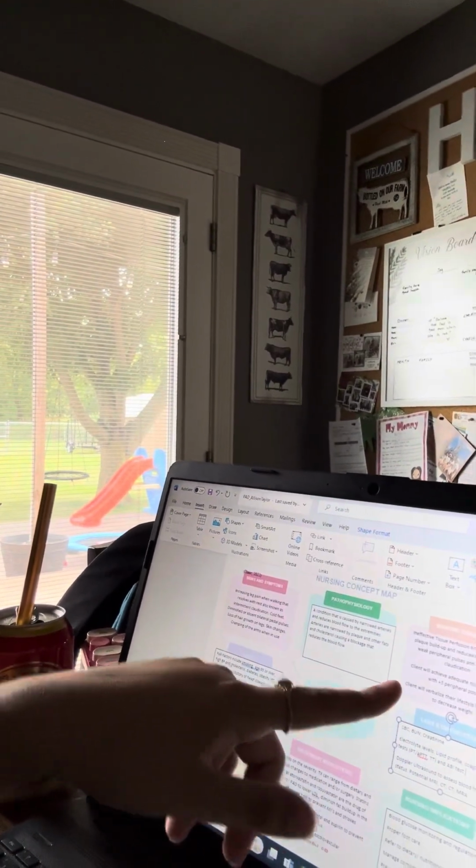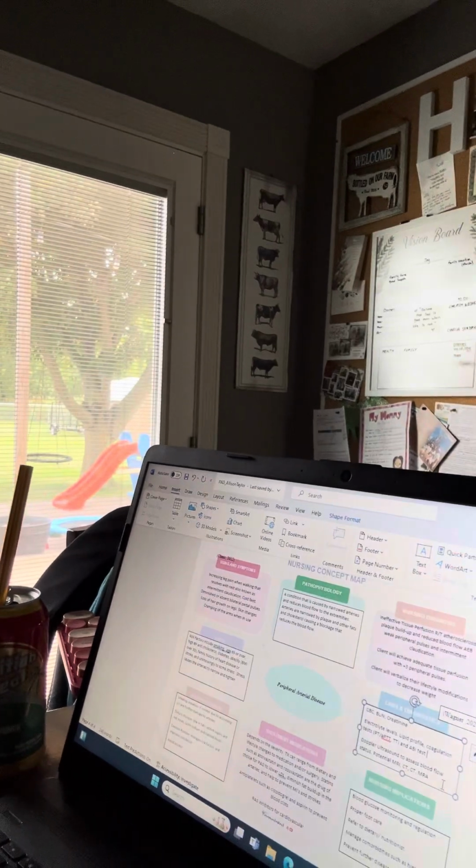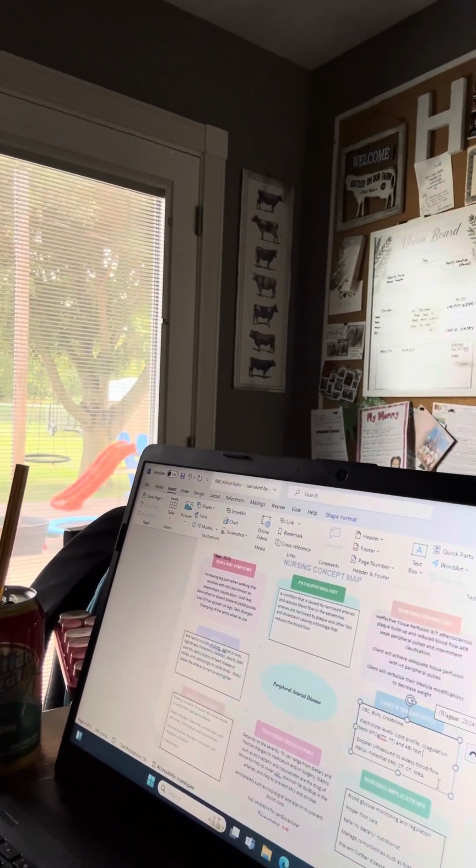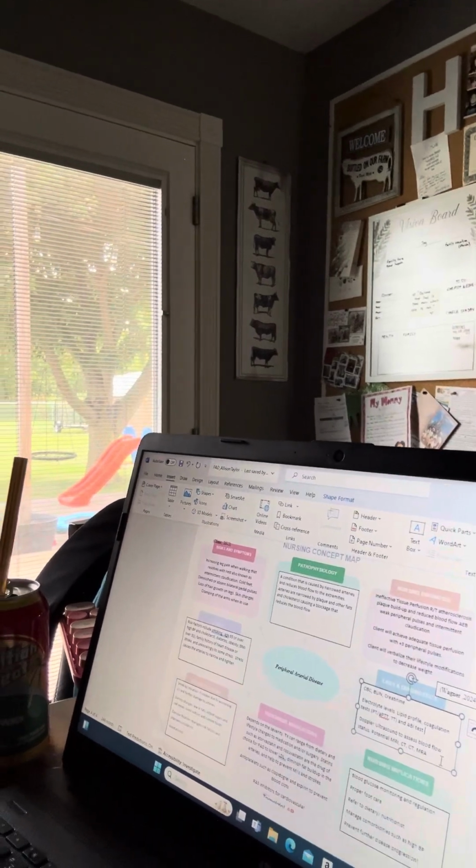For a nursing diagnosis, we would put ineffective tissue perfusion related to atherosclerosis, plaque buildup, and reduced blood flow, as evidenced by weak peripheral pulses and intermittent claudication. Client will achieve adequate tissue perfusion with +3 peripheral pulses. And client will verbalize their lifestyle modifications to decrease weight. So that's what we want. We want her to have some physical activity, work out a little bit, and start moving more because she's living that sedentary lifestyle right now.